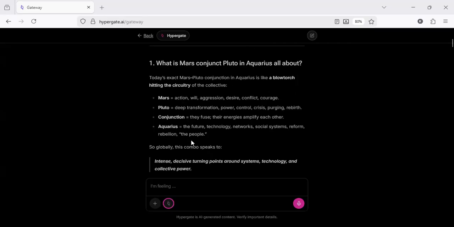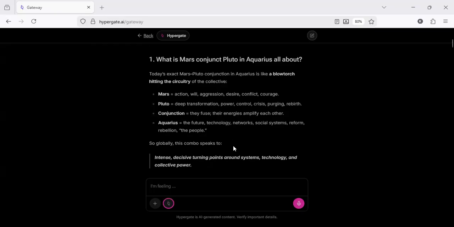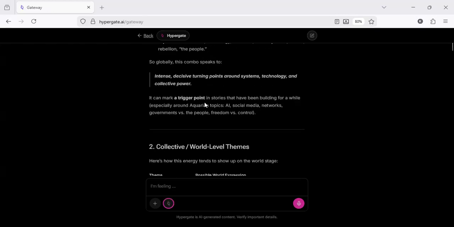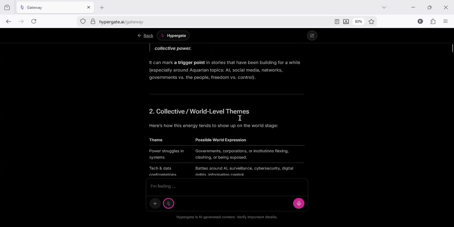Now we're going to add one more layer. Aquarius is the future, it's technology, it's networks, it's social systems, it's reform, rebellion, and the people. So globally, this combo speaks to intense, decisive turning points around systems, technology, and collective power. Okay, it's going to go on. I'll read some of the highlights, but this is pretty cool. It can mark a trigger point in stories that have been building for a while, especially around Aquarian topics like AI, social media, networks, government versus the people, freedom versus control.